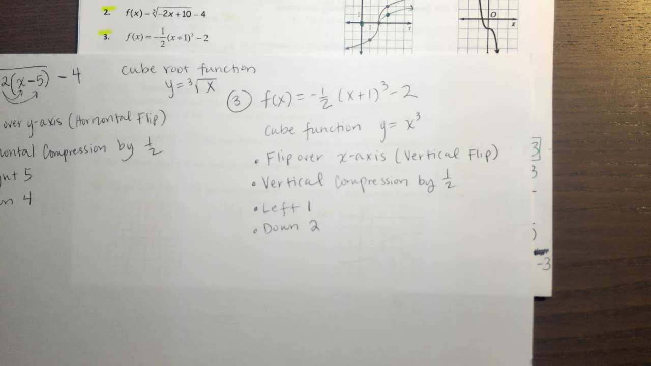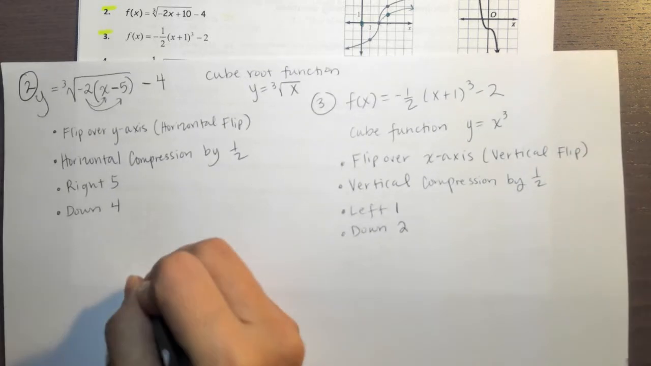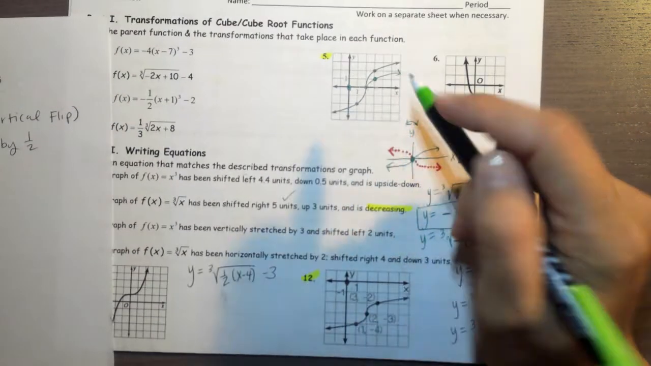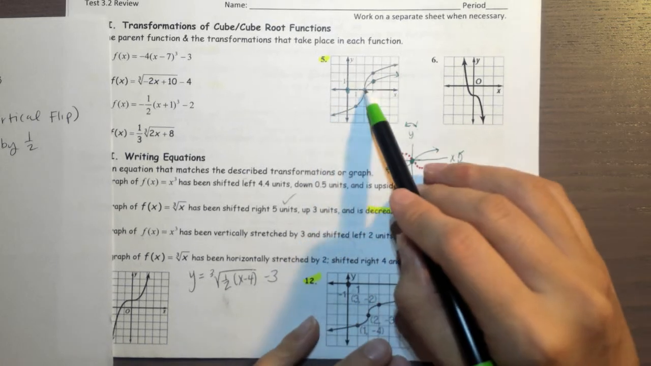Alright, now we're going to look at number 5. Now this one's a little bit tricky. So I kind of drew it already, pre-drew it.